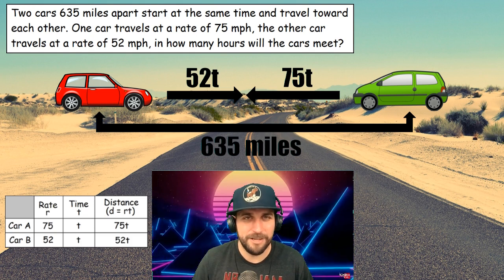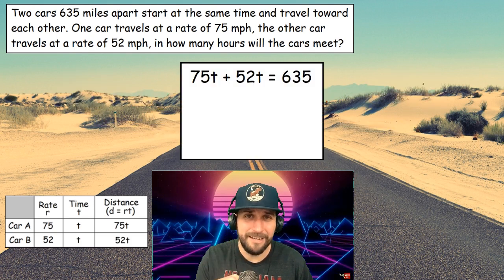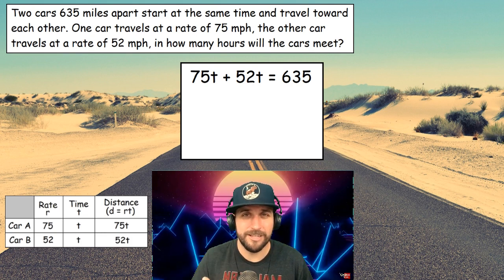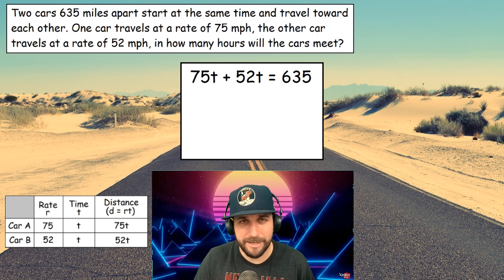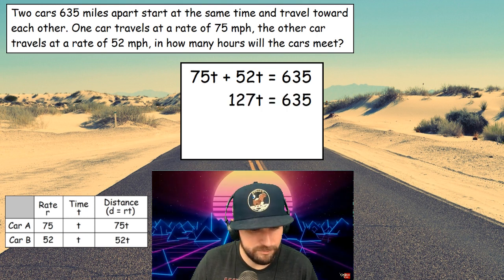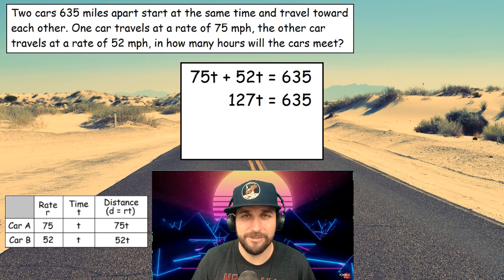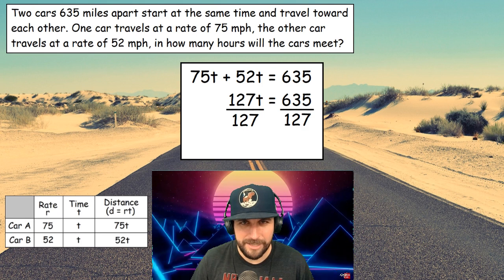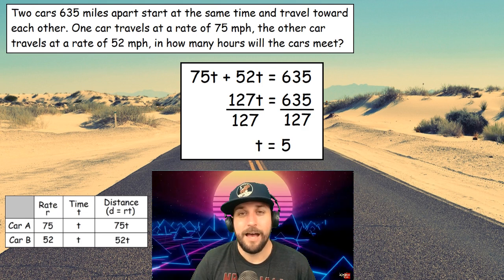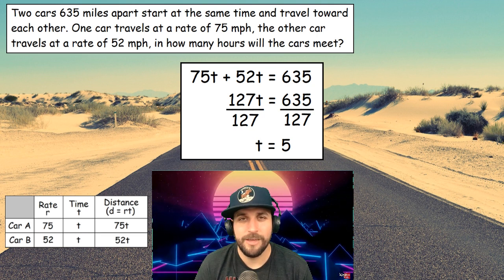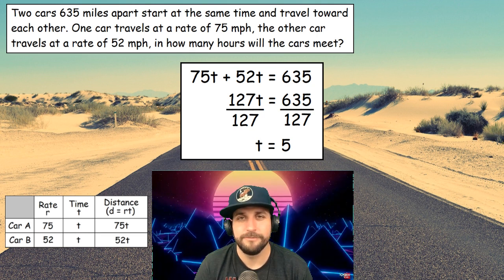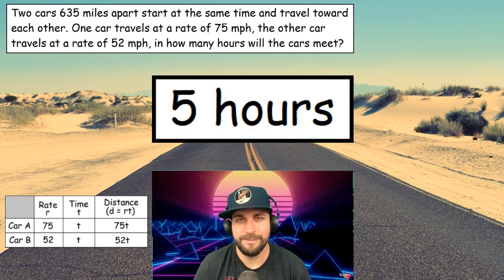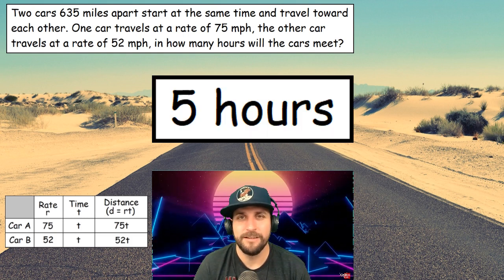And this will help me set up an equation. So I know 75T, how far car A went, plus 52T, how far car B went, should equal 635. So I combine like terms. I get 127T should equal 635. Nice. Divide both sides by 127. So T equals 5. So T is 5. So they were both traveling for 5 hours. And what's the question? In how many hours will the cars meet? They will meet in 5 hours because T was 5, and that's how long they were both traveling.